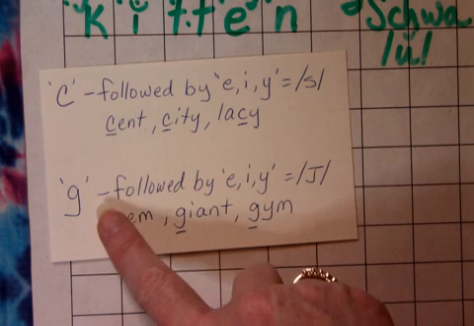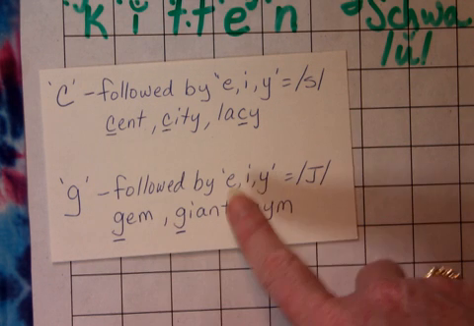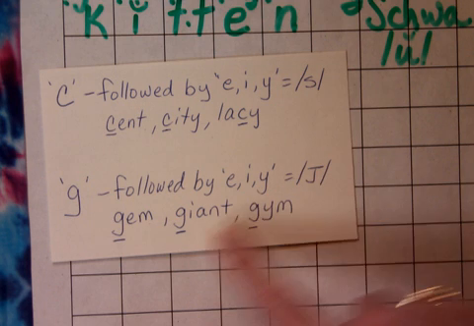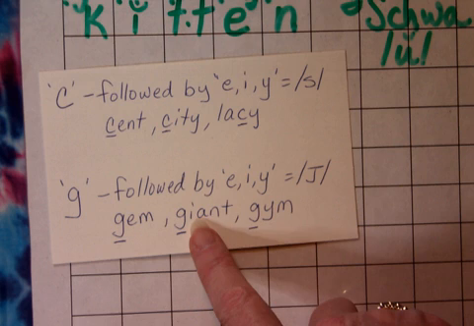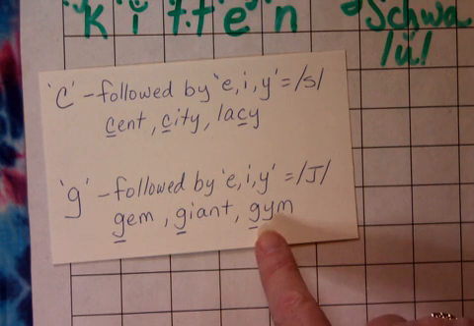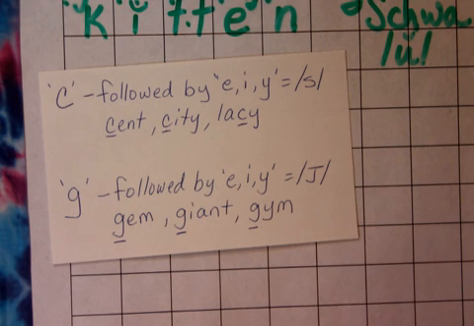Okay, so the G followed by an E, I, or Y says J, like in gym, giant, gymnasium, giraffe, G-I-R. So it all depends on the letter that comes after the G to help us know whether it's a J sound or a G sound.